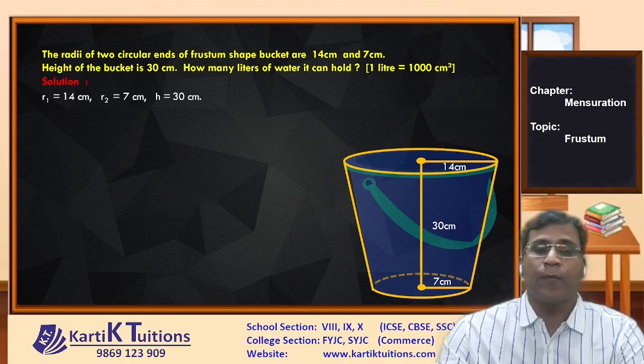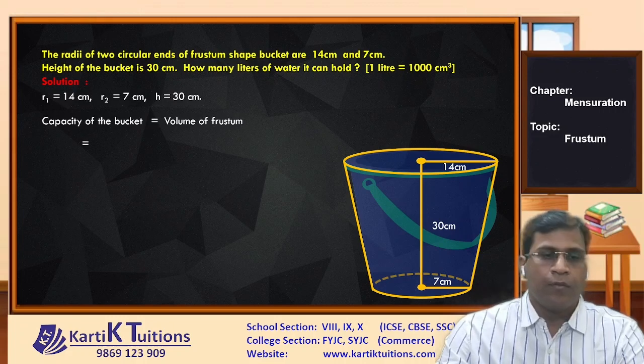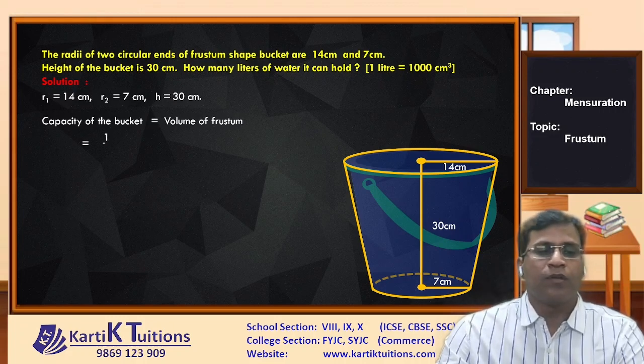That means they are talking about the capacity of a bucket. Now, the capacity of a bucket is nothing else but the volume of a frustum. And what is the formula? 1/3 pi h into R1 square plus R2 square plus R1 into R2. Now, let's substitute the values.